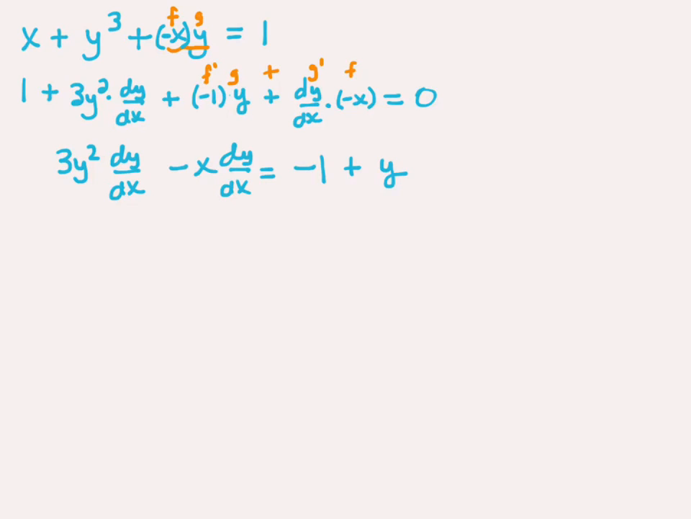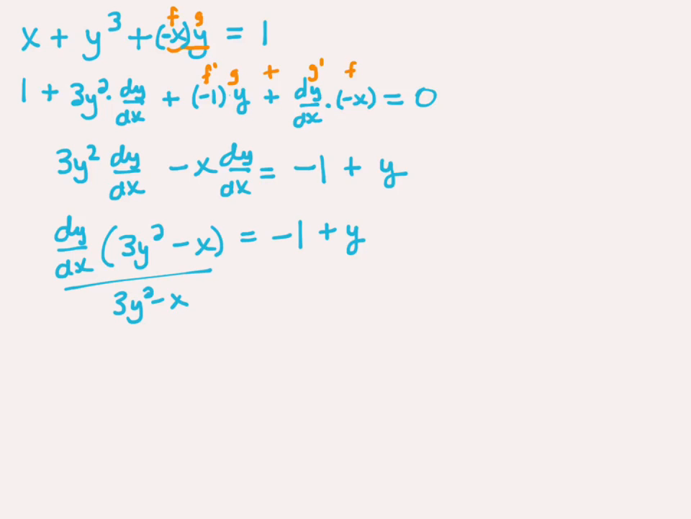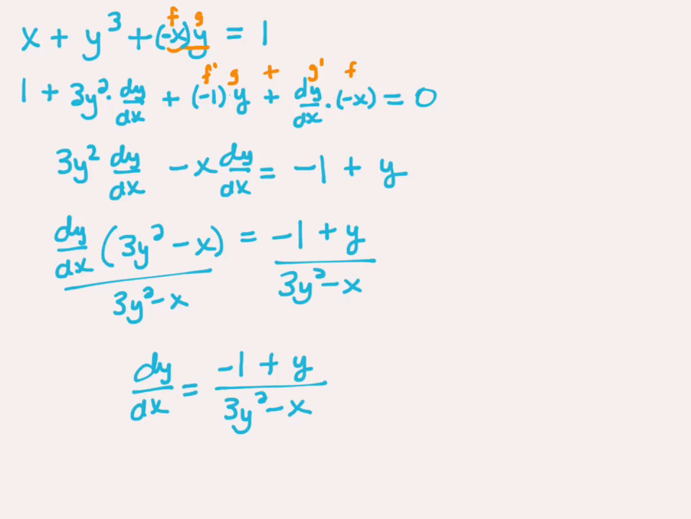Okay, so now on the left side, I've got 2 terms. They both have dy/dx, so I'm going to factor it out. So I factored that out. My other side is still the same. So now I have a dy/dx that's being multiplied by 3y squared minus x, and so I can divide by that to get my dy/dx by itself, to solve for dy/dx. And so my answer here, my derivative, is negative 1 plus y over 3y squared minus x.